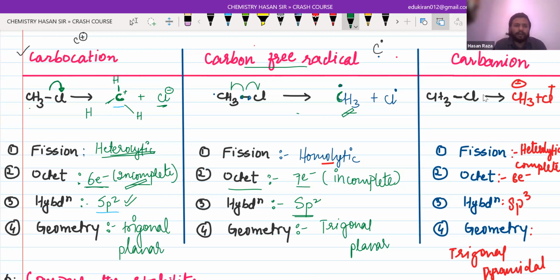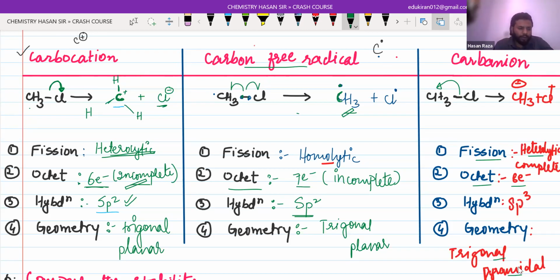And for carbon anion, carbon will take electron from the other one, and the fission will be heterolytic. And you can see 8 electrons complete, sp3, trigonal pyramidal is the geometry. Is that clear, everyone?